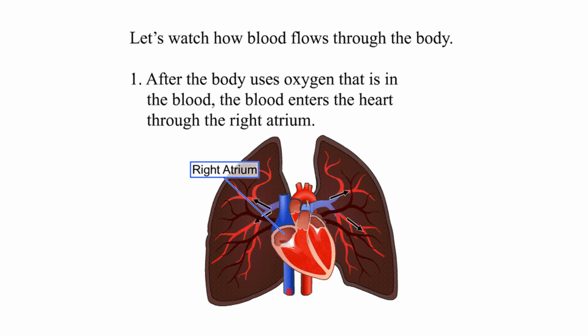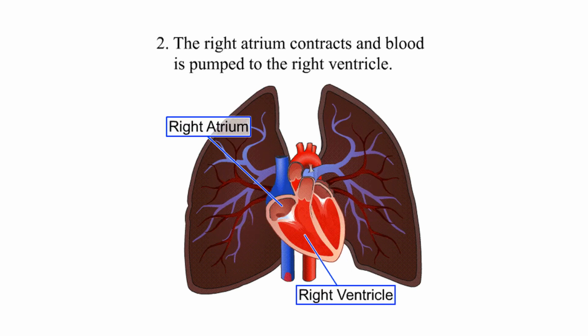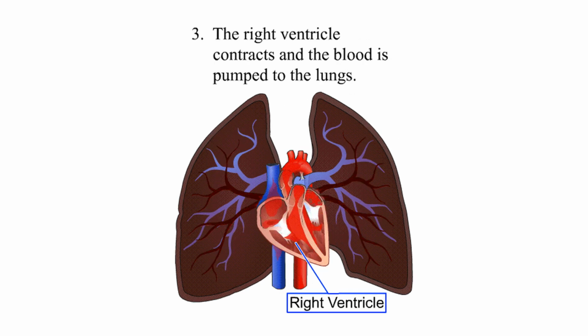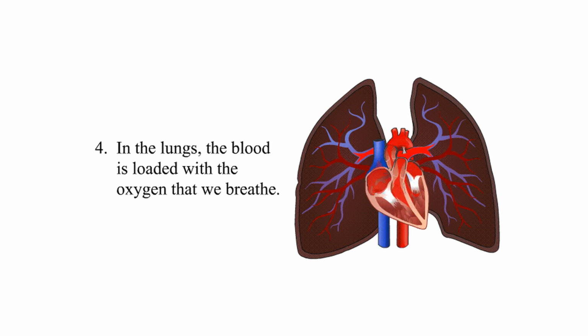1. After the body uses oxygen, the blood enters the heart through the right atrium. 2. The right atrium contracts and blood is pumped to the right ventricle. 3. The right ventricle contracts and the blood is pumped to the lungs. 4. In the lungs, the blood is loaded with the oxygen that we breathe.